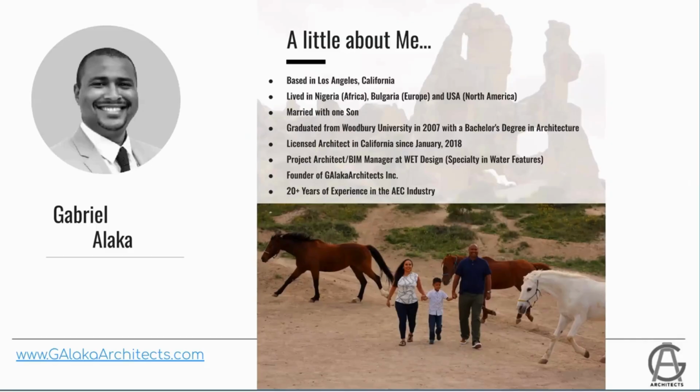My name is Gabriel Alaka, and I am an architect that's based in Los Angeles, California. I've lived in several countries throughout my life. I'm married, I have one son.